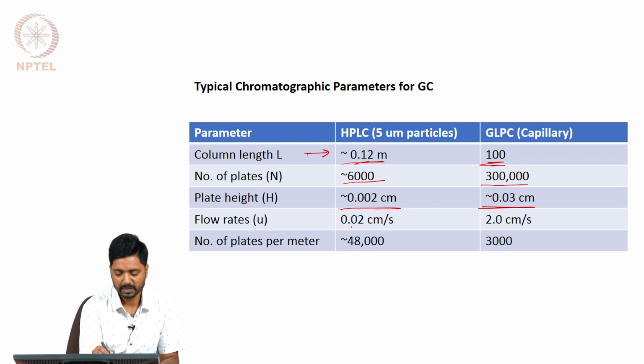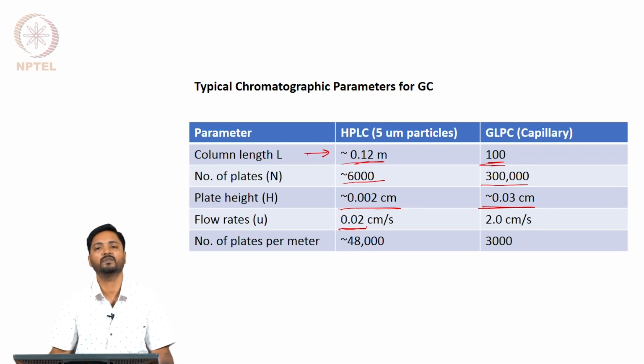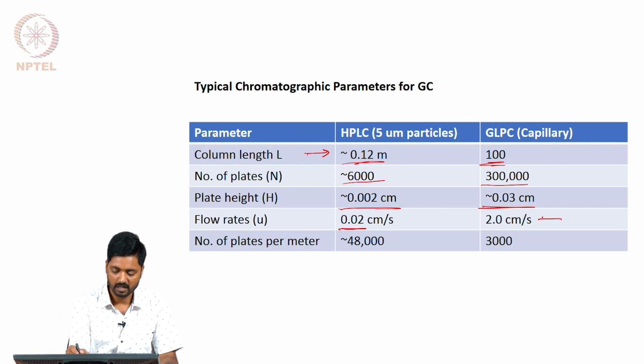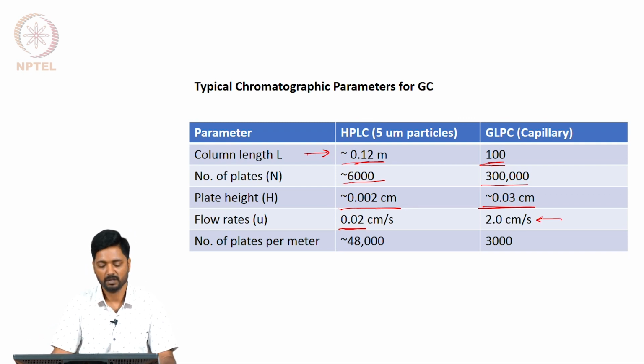The flow rates are also pretty different between these two. In liquid chromatography, because of the high density of the mobile phase, our flow rates are restricted to about 0.2 centimeters per second, while in gas liquid partition chromatography flow rates of up to 2 to 5 centimeters per second are often used.